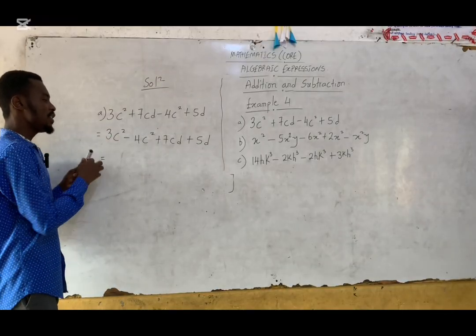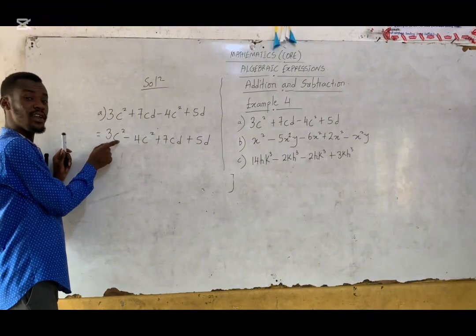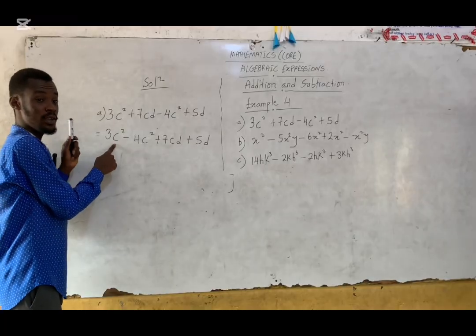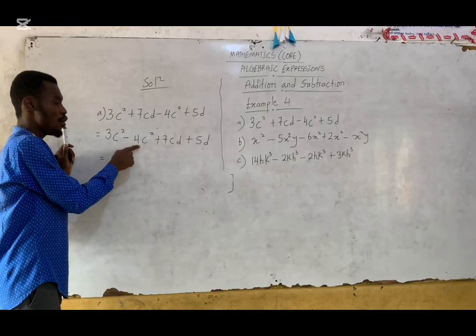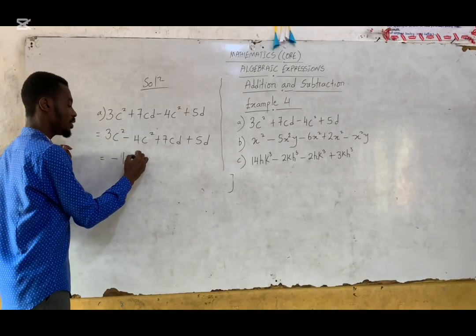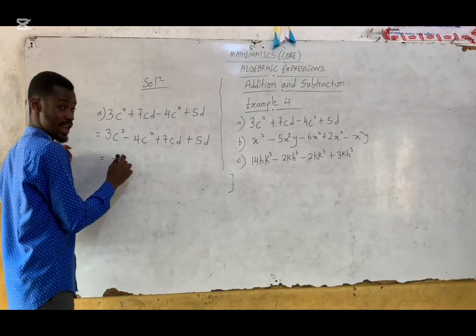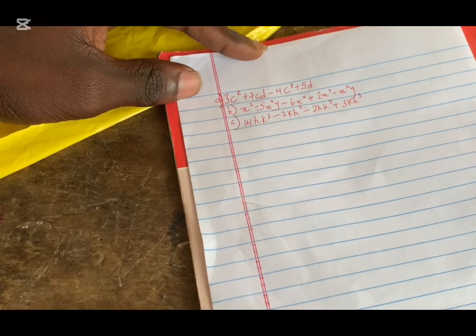Now 3c squared minus 4c squared. Let's see c squared to be markers. So I have 3 markers and then I owe 4 markers. I'll pay with the 3 markers so that I'll owe 1 marker. But remember, I've told you don't write 1 in a variable. Just that. Are we okay?